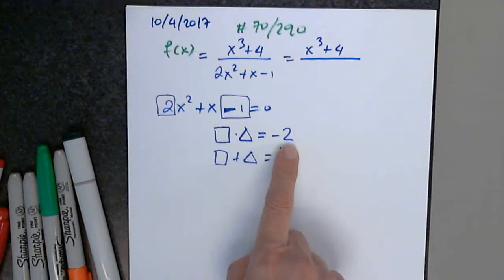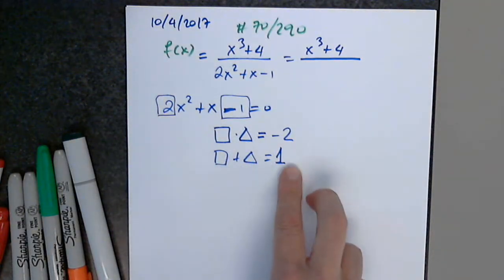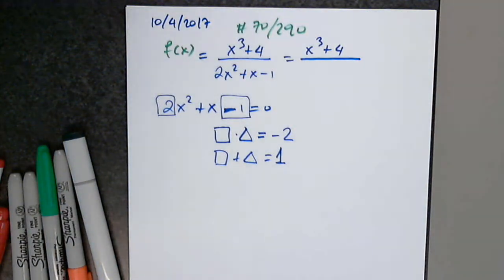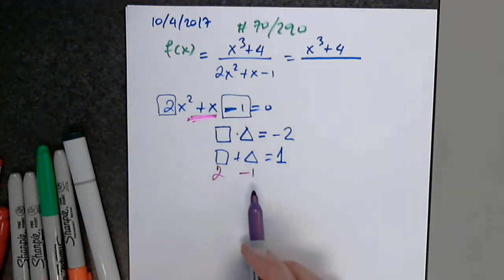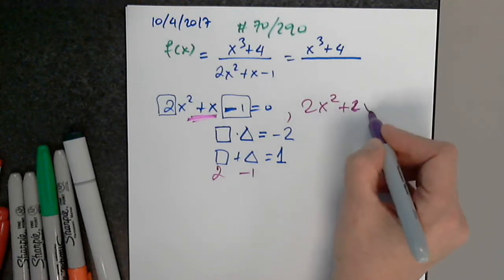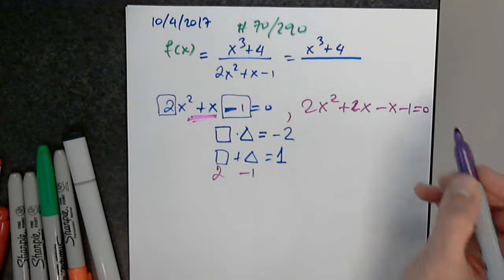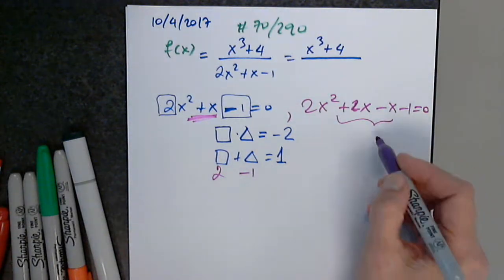Remember, the product is negative, so definitely one has to be positive and one has to be negative. Then the sum is 1, so the positive number is bigger in absolute value. So can I find those numbers? So, 2 and -1. I will replace the middle term using 2 and -1. So 2x squared plus 2x minus x minus 1 equals 0. I used 2 and -1 that you gave me, and this is still x.